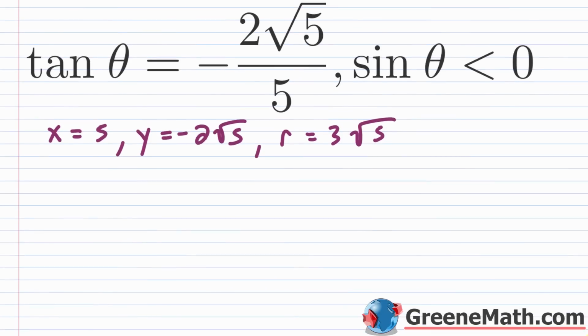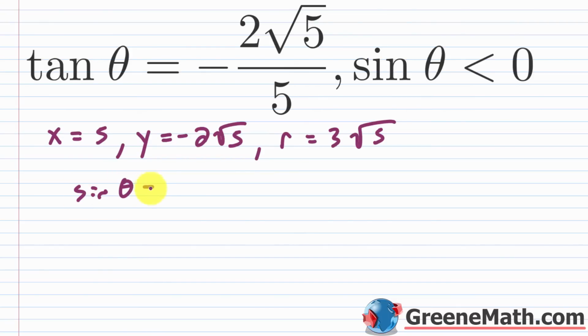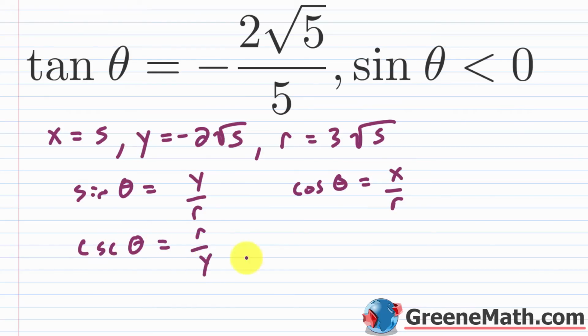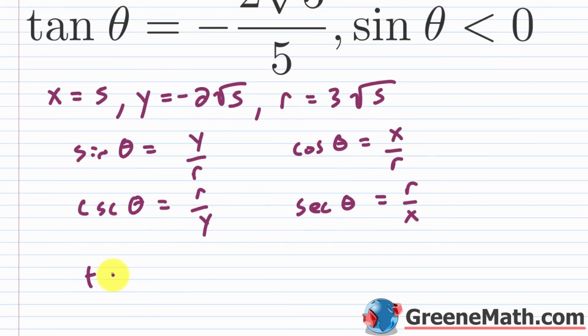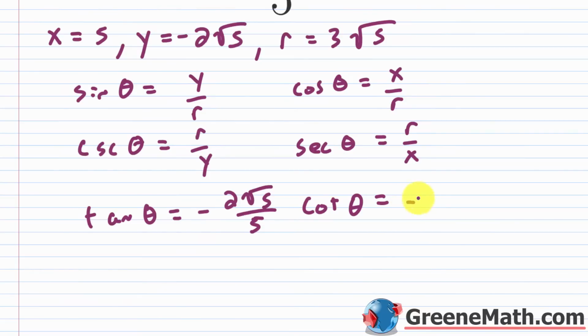So let's go through here and say that the sine of theta is equal to y over r. The cosine of theta is equal to x over r. The cosecant of theta is equal to r over y. The secant of theta is equal to r over x. Your tangent of theta is given to us as the negative of 2 times square root of 5 over 5. And then your cotangent of theta can be found by just flipping this guy. So you would have the negative of 5 over 2 times square root of 5. You would rationalize the denominator there.